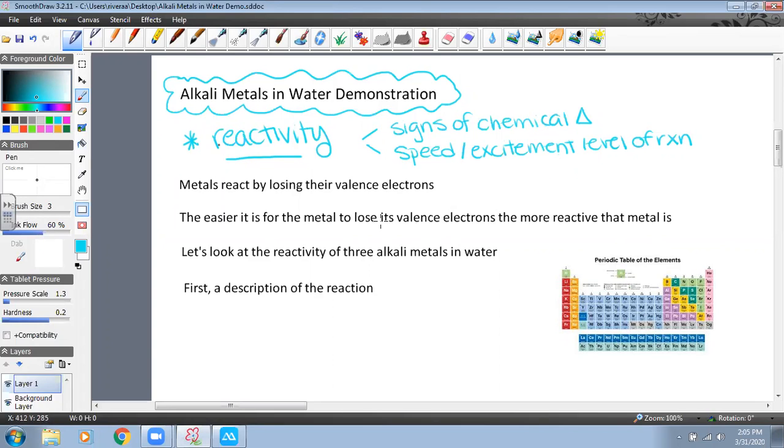Okay, so the first thing that you guys need to know in order to understand what's happening here today is that metals react by losing their valence electrons. Losing their valence electrons. And remember our definition of valence electrons. Those are the electrons.